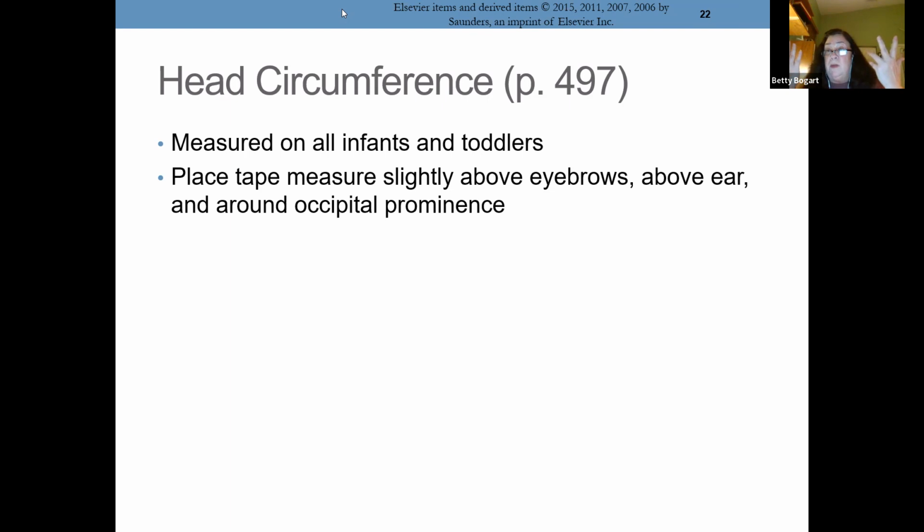Is there water on the brain, hydrocephalus? Is there a tumor in there? Is the fontanelle open? Is it closed? What's going on? So it's something that we do to make sure the kid's head is growing properly. We do it right above the eyebrows, right around, and pull it snug, but not too tight. All right, and there's your number. And we document it.